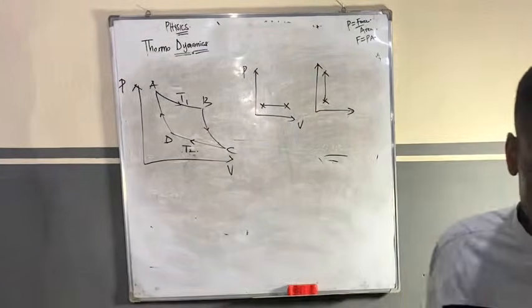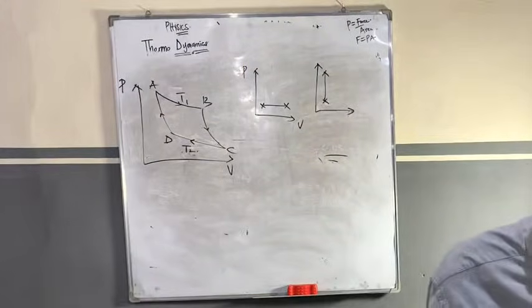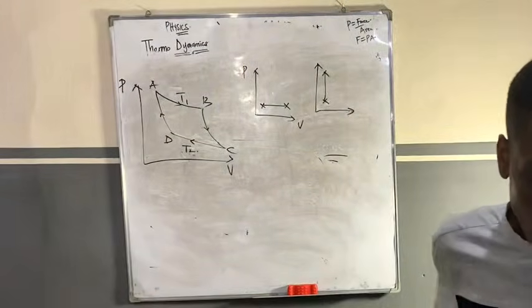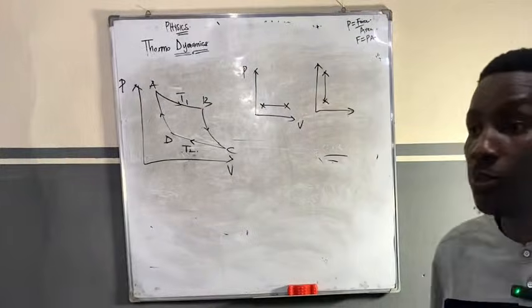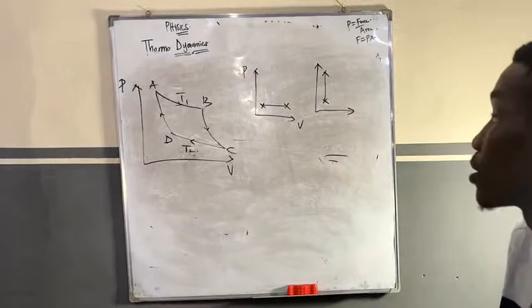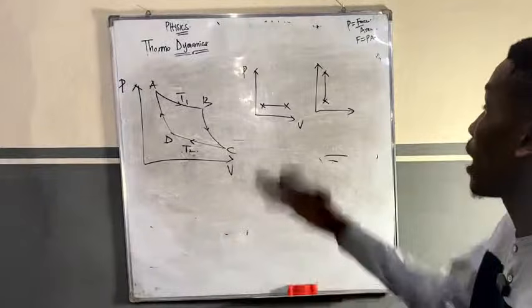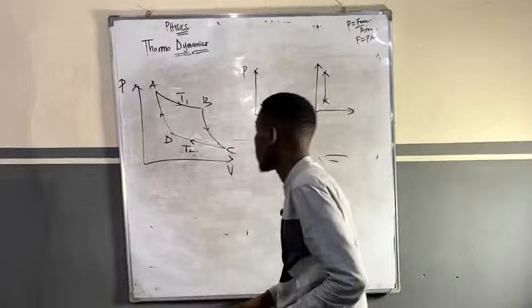Please note, from A to B, it is at constant temperature. That means A to B is which kind of process? Isothermal. So the gas expands at constant temperature. That's why it has a label of the temperature. It expands at constant temperature.